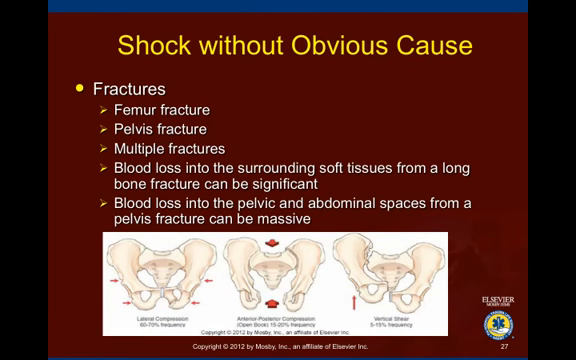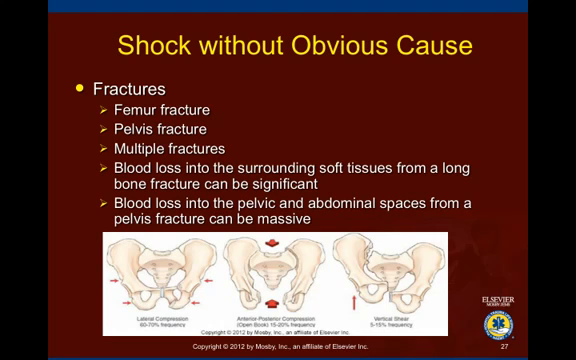As far as fractures go, there are a few that can cause us big problems. One or two femurs can cause significant blood loss. Pelvic fractures can cause massive blood loss. There's a picture at the bottom of that slide of the three most common types of pelvic fractures. All of them can cause significant blood loss.